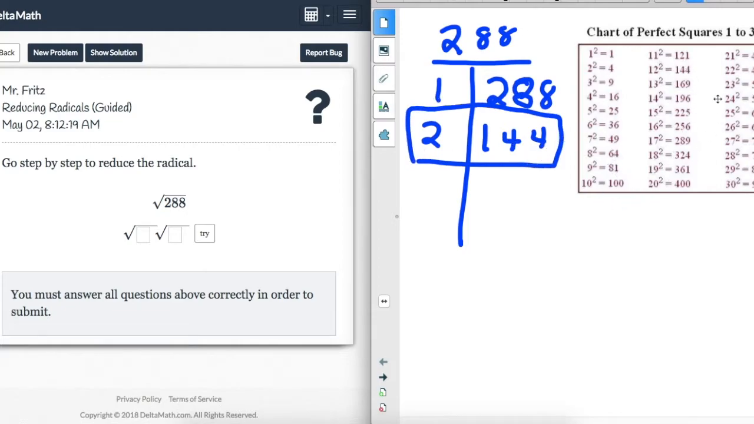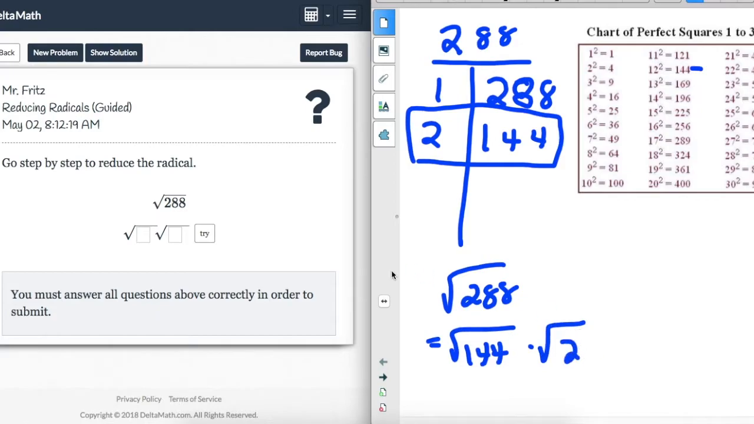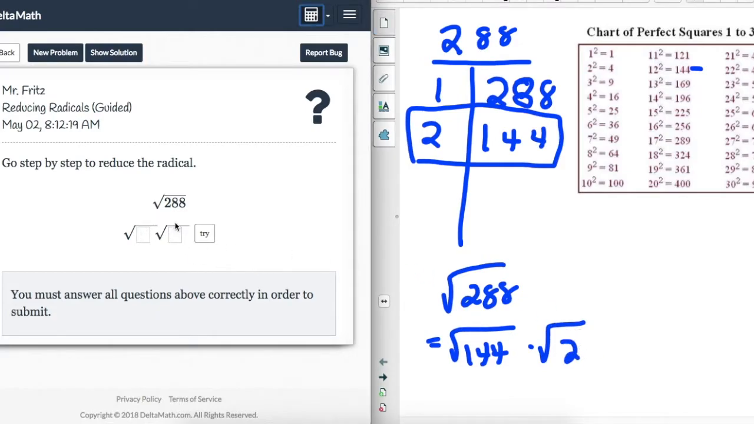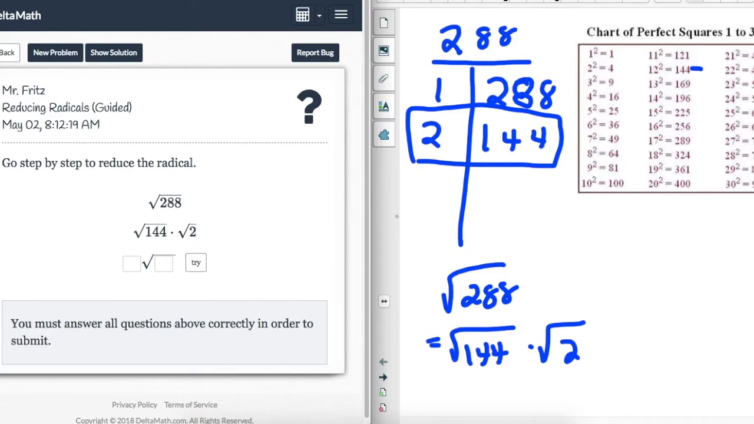If you forget your perfect squares, I've put a chart of perfect squares up here for you to look at, and right here is that 144. So since I found that 144, I'm going to stop. I'm not going to look for any more ways I could divide 288 because this will be the biggest one I can take out. So that means that the square root of 288 is going to equal the square root of 144 times the square root of 2. So what I'll do over here is I'm going to type in this square root 144, and I'll type in this square root 2. I'll try it, and that worked out.